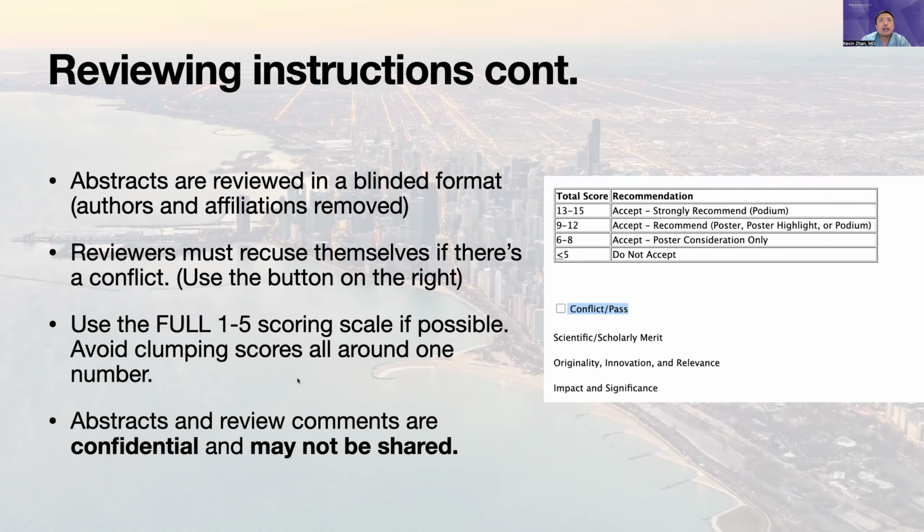So the abstracts are reviewed in a blinded format, so all the authors and affiliations should be removed. Reviewers should be assigned reviews that aren't from your home institution, but if there is a conflict in terms of whether you were involved in it or if there's a conflict of interest, please recuse yourself. In each abstract screen, there is a conflict and pass button, so please check that instead.